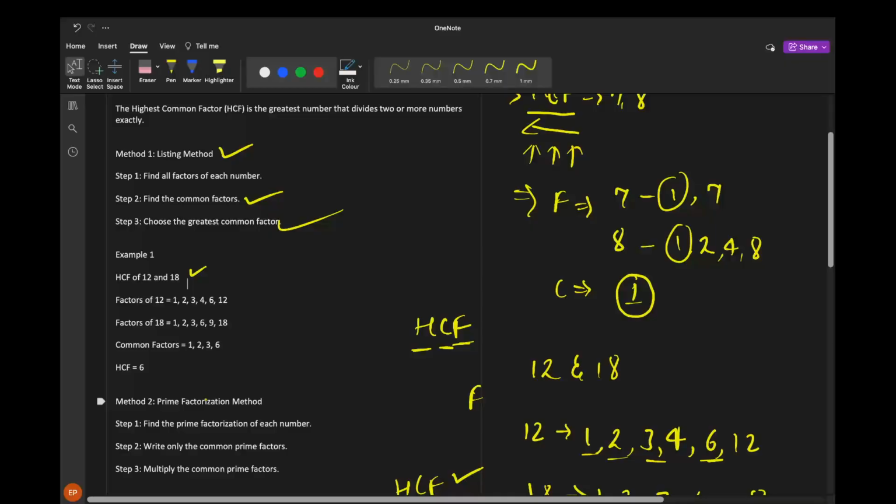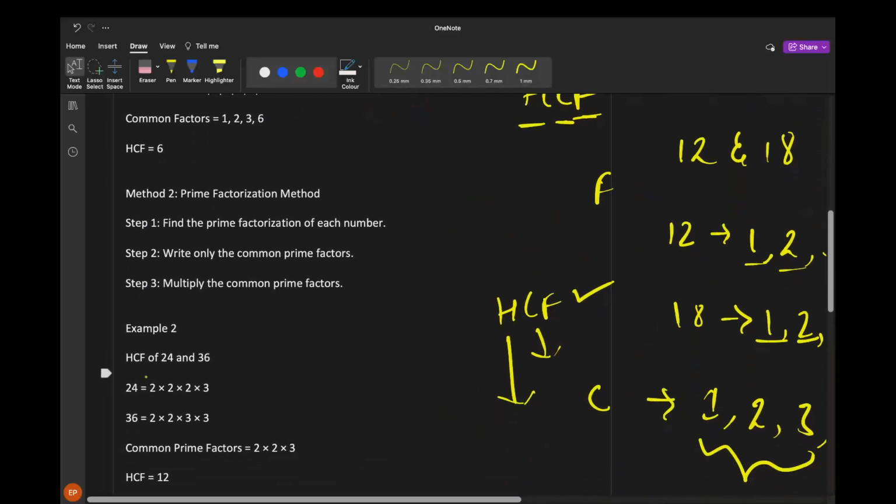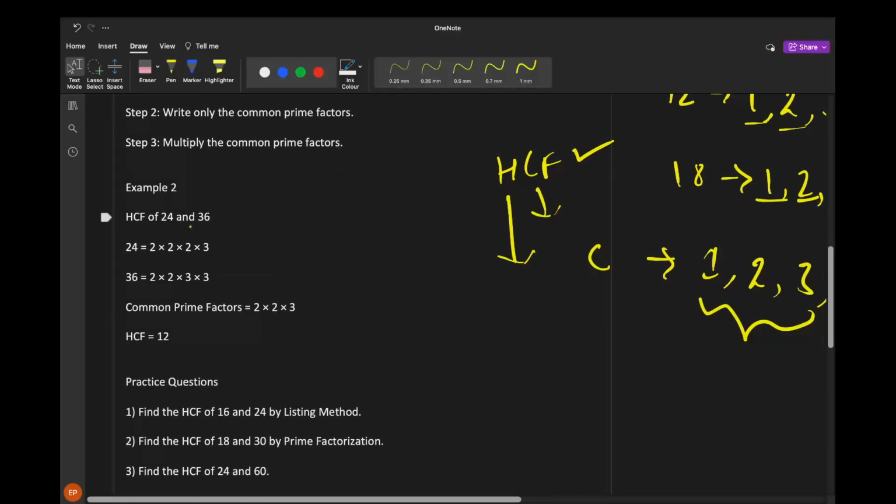And we can find HCF by prime factorization method also. As we learned prime factorization in previous videos, if not seen, please go and watch the videos. Prime factorization method is also used for finding the HCF. What are the steps? Find the prime factorization of each number, then write only common prime factors, multiply the common prime factors. That's it. Let's do an example.